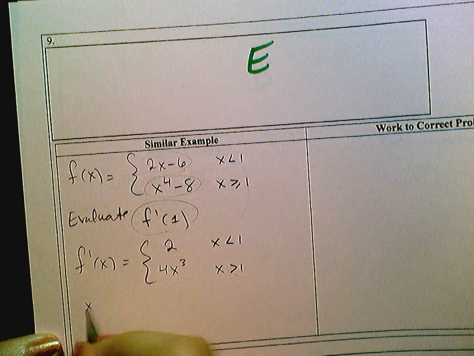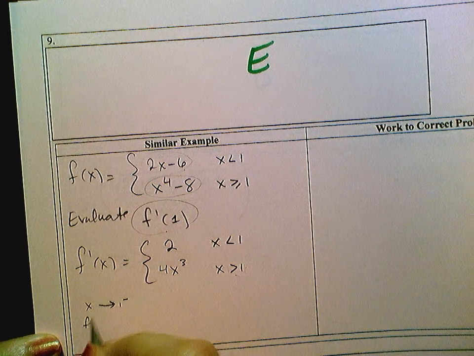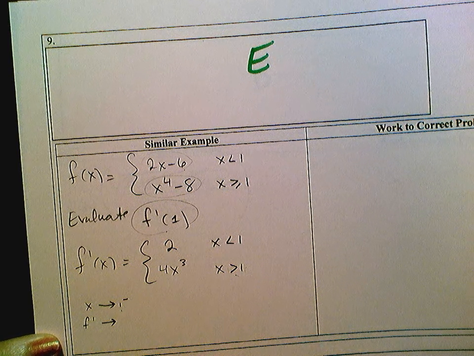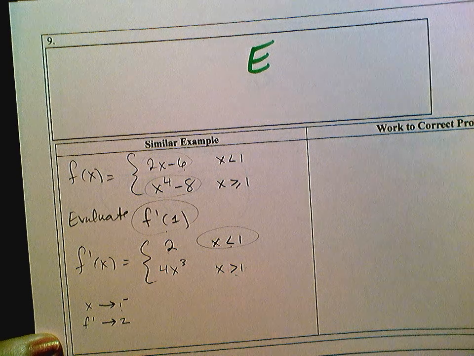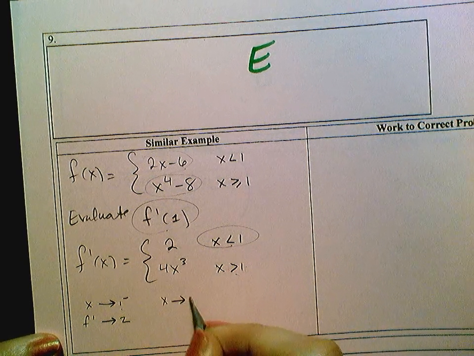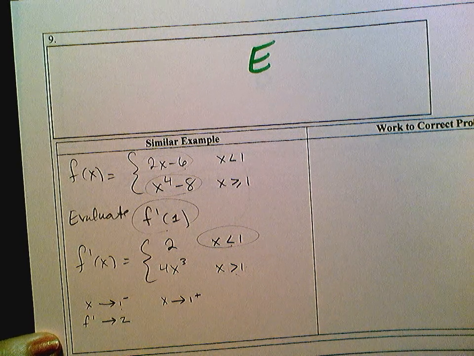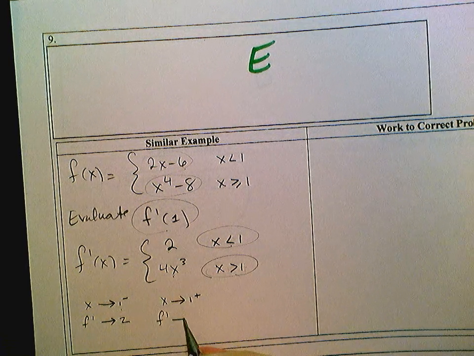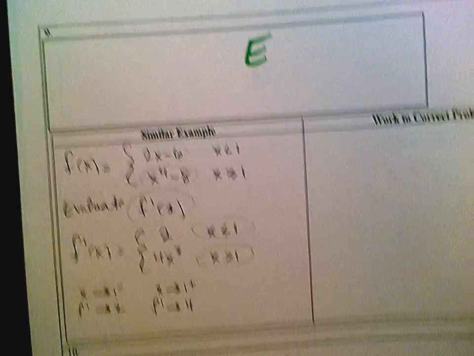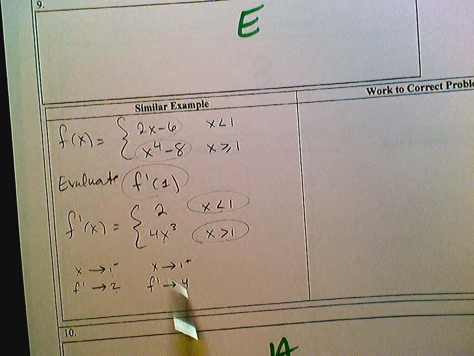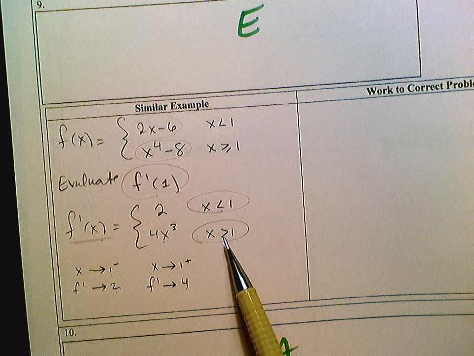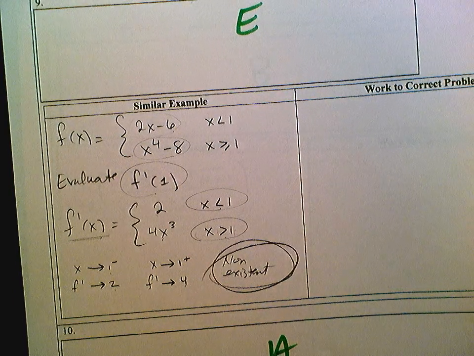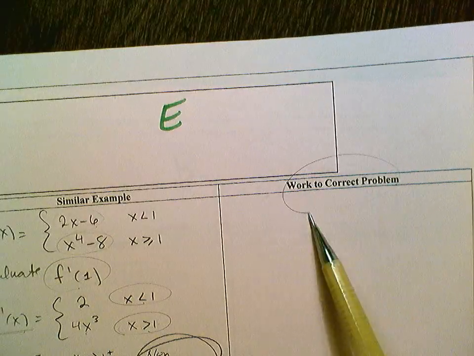So as x approaches 1 from the left, this is like 0.9, 0.999, 0.99999. So I'm using this top, so f prime approaches 2. As x approaches 1 from the right, 1.1, 1.01, 1.0001. So I'm using this, so f prime is approaching 4. Guys, the left-hand limit and the right-hand limit do not agree for f prime, so it is not differentiable. Non-existent. It's not differentiable at 1, which means its derivative doesn't exist there. Okay, so work to correct.